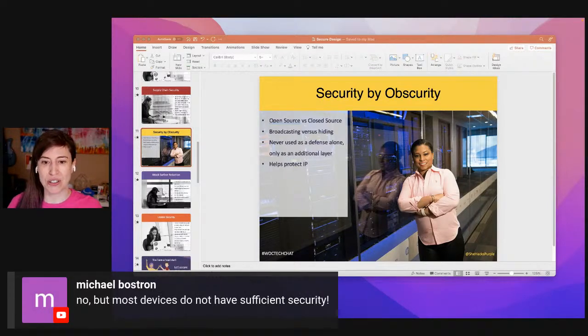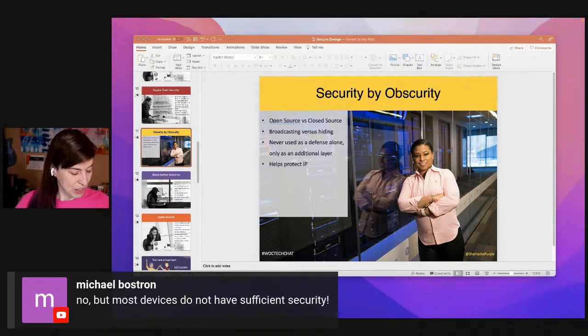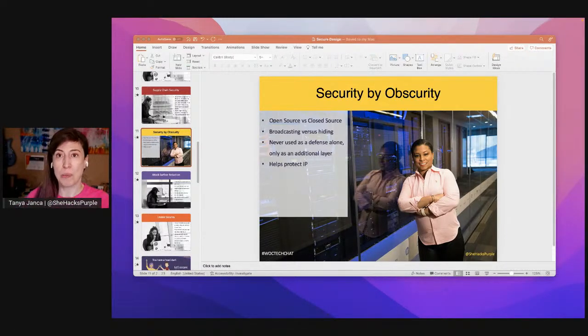No, but most devices do not have sufficient security. Yes, I agree. And there are some groups that are working to help the medical industry make those more secure. So there's an IEEE group dedicated to that. And then there's also a volunteer nonprofit called I Am the Cavalry, and they are trying to work towards that as well. Yeah, there's a lot of stuff there.